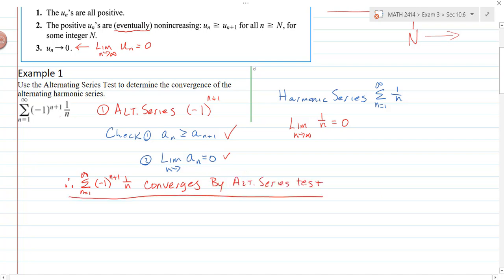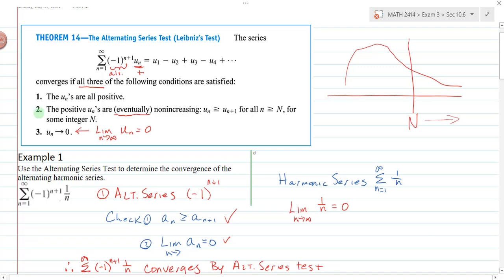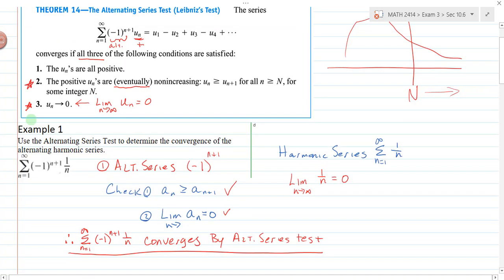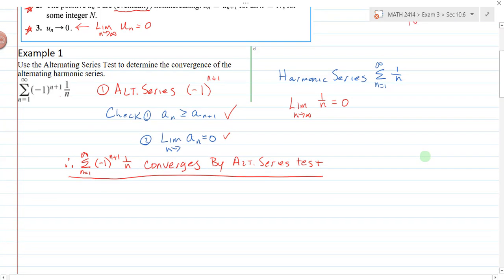The alternating series test is not difficult. We've only got to check really two things, these two things right here: that the terms of the sequence are non-increasing and that the limit is equal to 0. If that happens, then we say that our series converges.